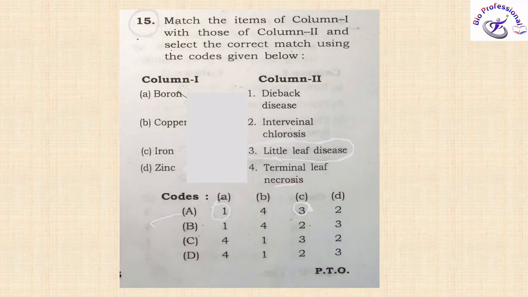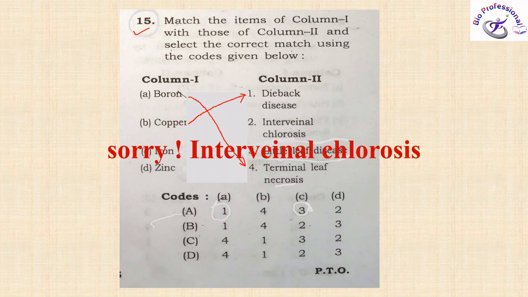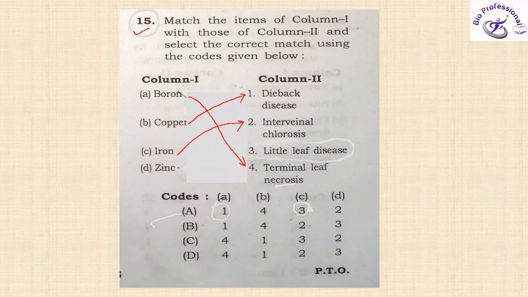This question is actually a memory based question. If you know the thing, you can answer, unless you cannot answer. And see, boron actually creates terminal leaf necrosis. Copper is related to dieback disease. Iron is related to intervenal necrosis. And zinc, if there is less amount of zinc, it causes leaf disease. So option D is the correct here.